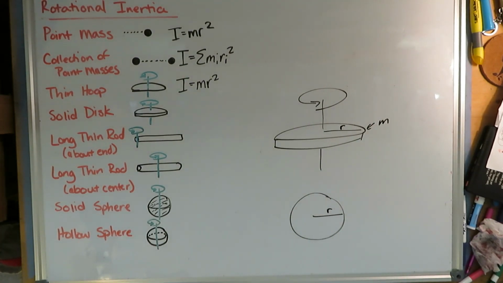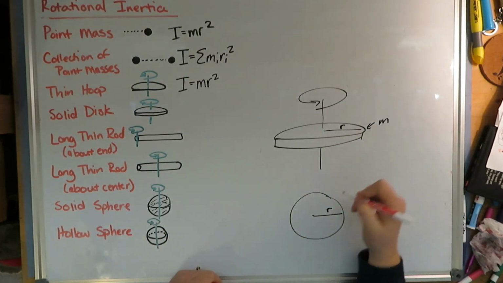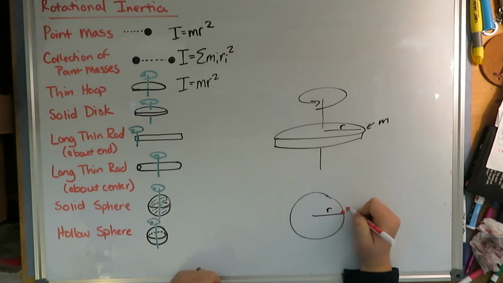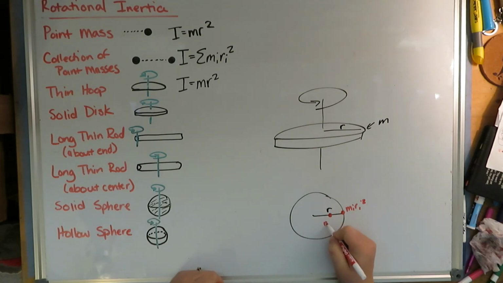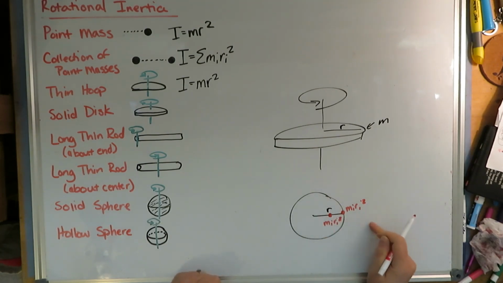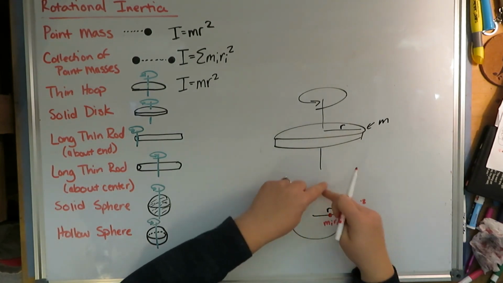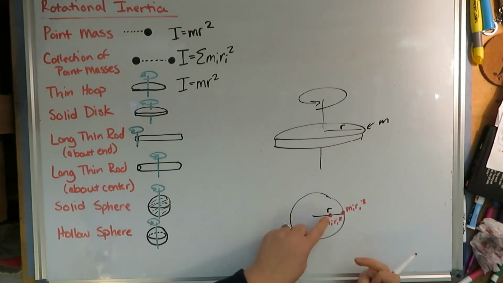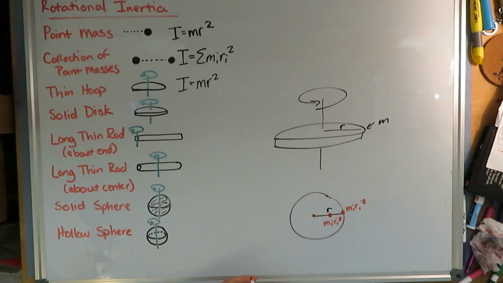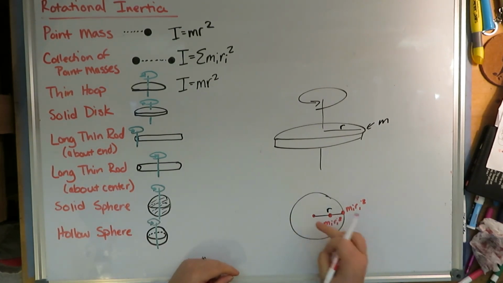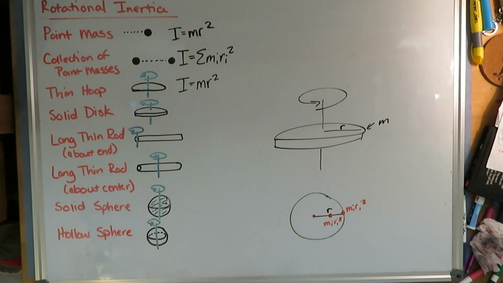Now, if I were to think of this as a collection of point masses, this would have a little m_i r_i squared here, and this point right here would also be an m_i r_i squared, but the r's are different for these two. So some of the mass is still located at a radius of r, but other mass is located closer, and the mass dead at the center has no moment of inertia because it's at the axis of rotation.